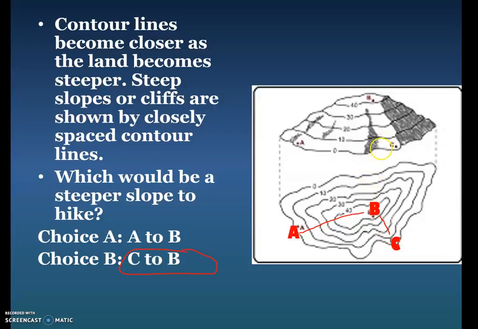If you look at it here, right here, this would be the hike that we just talked about, the steep hike, versus right here from A to B is a much gentler, less steep hike.